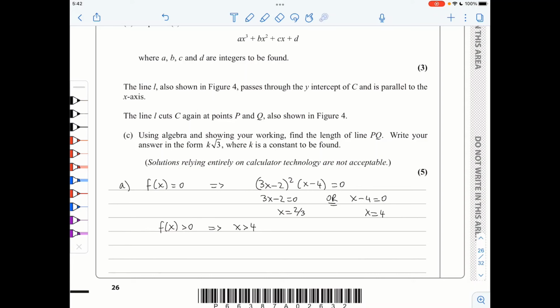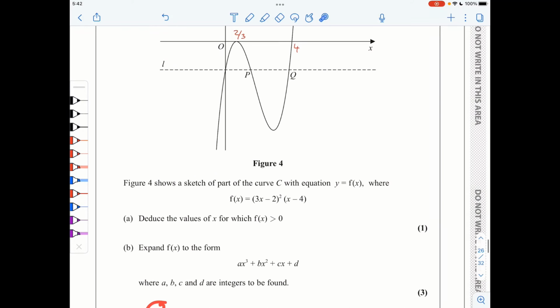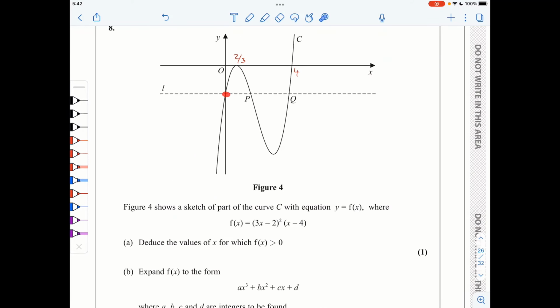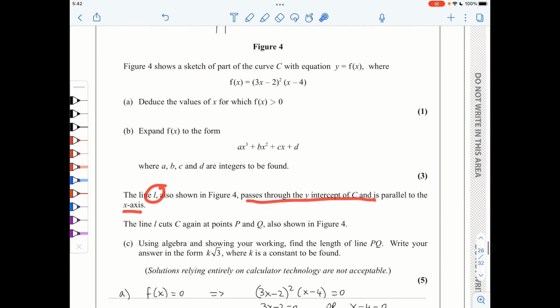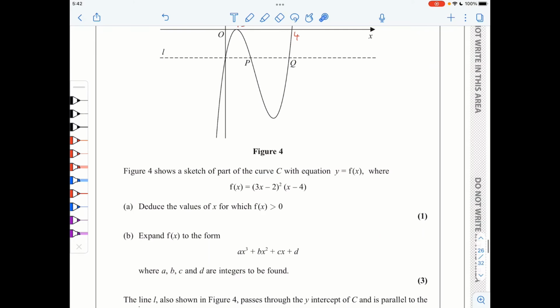And then C, we've got this line L, which passes through the y-intercept of C parallel to the x-axis. So there it is, passing the y-intercept. It must be something of the form y is a number, and we have to find the distance between P and Q in the form k root 3. So we will start by finding the y-intercept here, finding the equation of the straight line, and then identifying the coordinates of P and Q to find the distance between them.